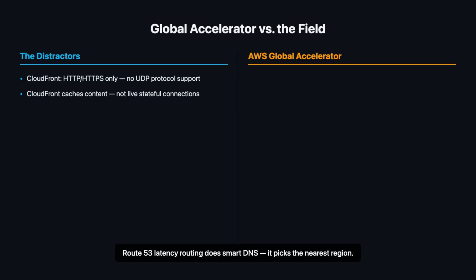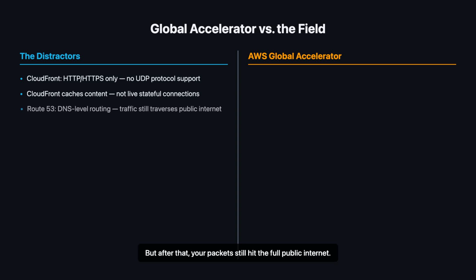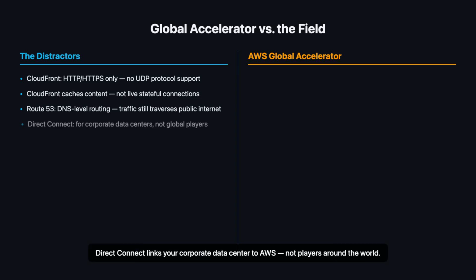Route 53 latency routing does smart DNS. It picks the nearest region. But after that, your packets still hit the full public internet. Direct Connect links your corporate data center to AWS, not players around the world.